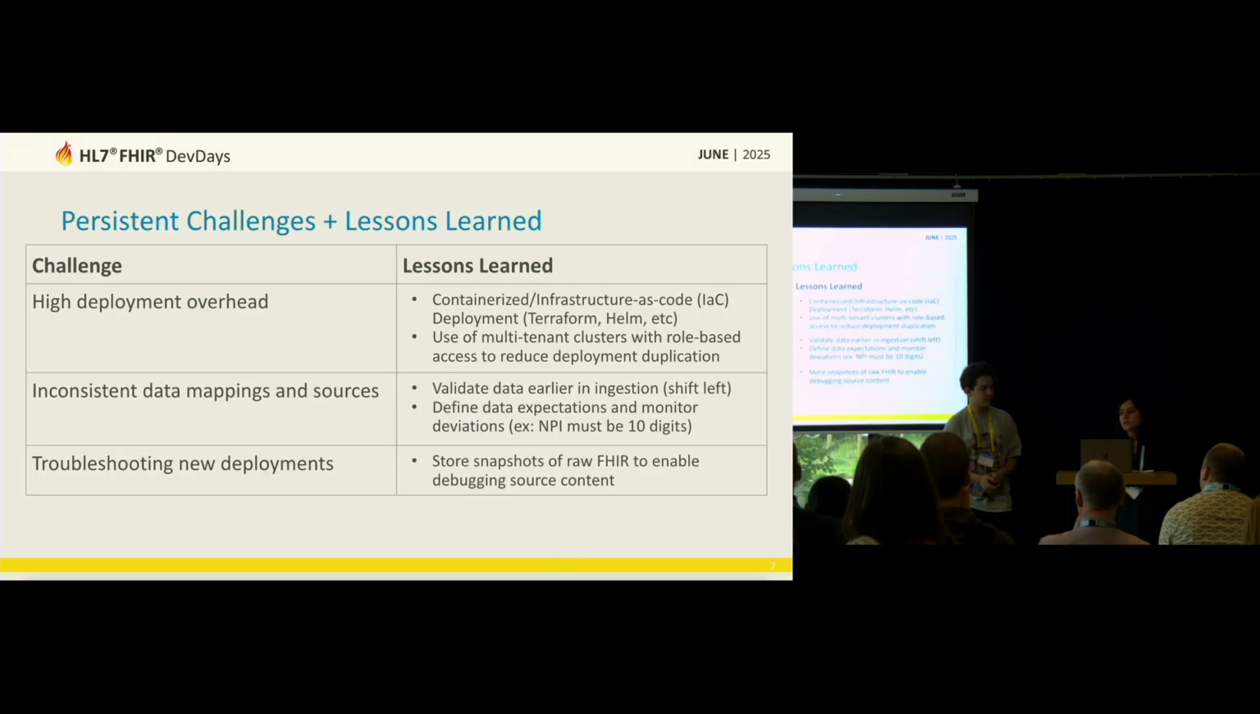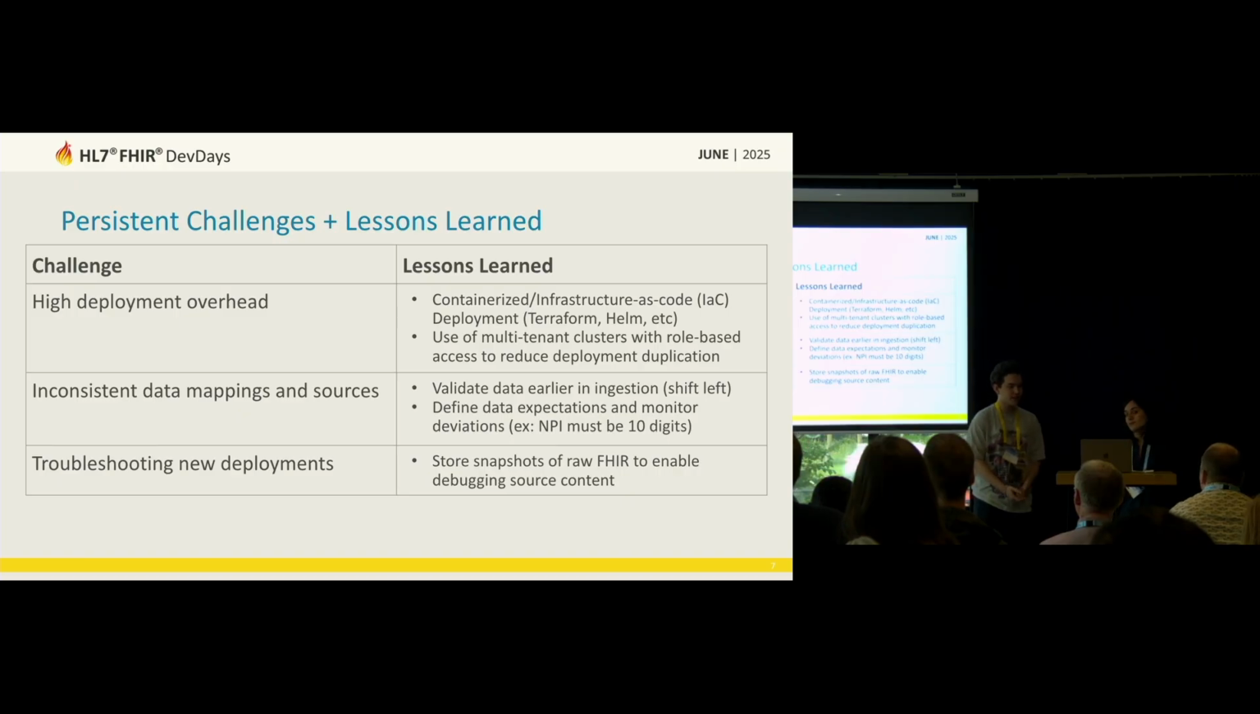So one of the biggest challenges was maintaining the ETL pipeline work and deploying to our customer environments. So we really leveraged containerized deployment and tools like Terraform to manage this. You can also tap into the world of multi-tenancy and use multi-tenant clusters to reduce the deployment duplication that you would have if you were using single-tenant clusters.